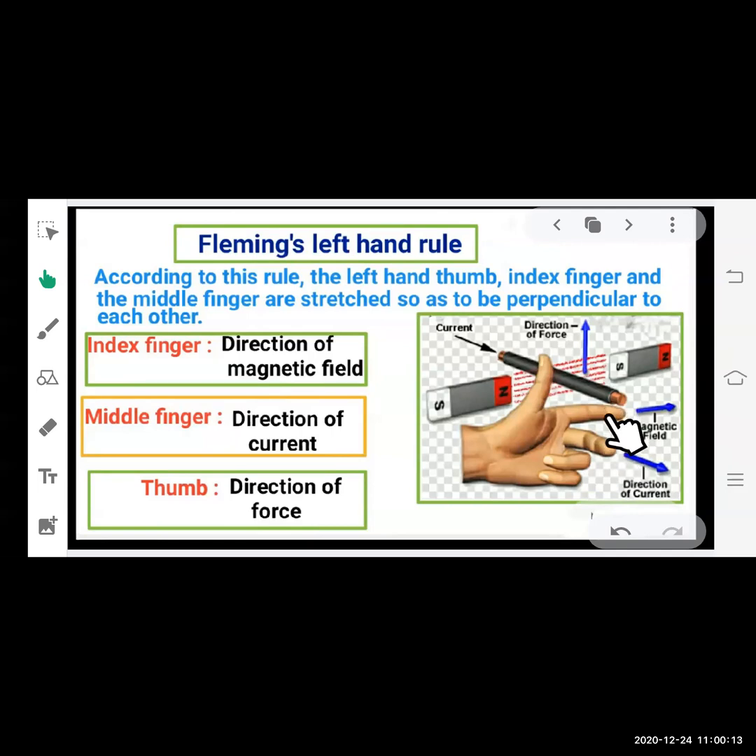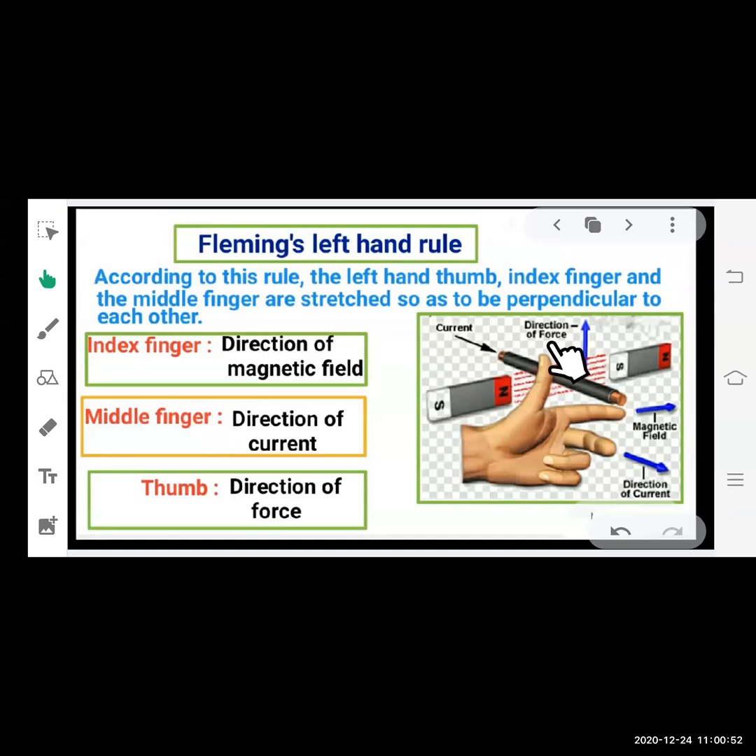Then you can see the index finger shows the direction of magnetic field. As I told you, this index finger is also called forefinger. So you can remember here FF. F for forefinger, F for field. Which field? Magnetic field. It will help you to learn the rule. And this thumb shows the direction of force, in which direction the conductor will move. Sometimes in place of force, the word motion is written, direction of motion. So the direction in which force is exerted, in the same direction the motion of conductor will take place.